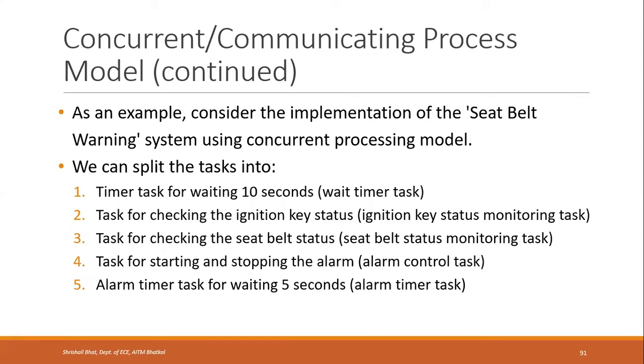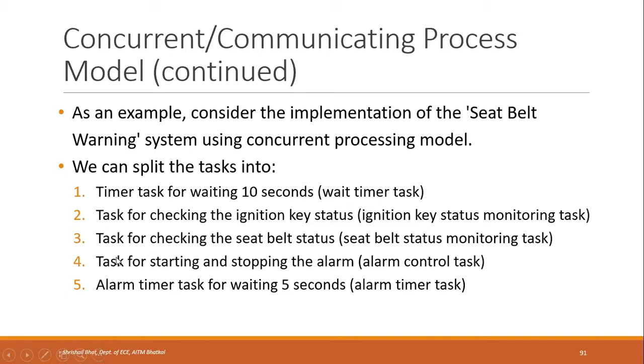The different subtasks are the wait timer task, which will be waiting for 10 seconds. After the ignition key is on, you have to wait for 10 seconds, right? The timer task waiting for 10 seconds, that you call the wait timer task. Then you have the ignition key status monitoring task, to check whether the ignition key is on or not. Then you have the seat belt status monitoring task, for checking whether the seat belt is worn or not.